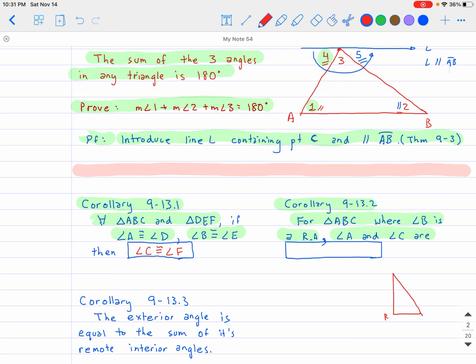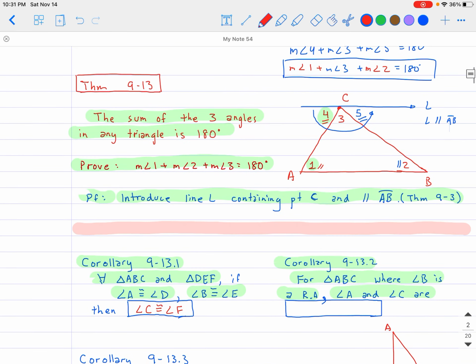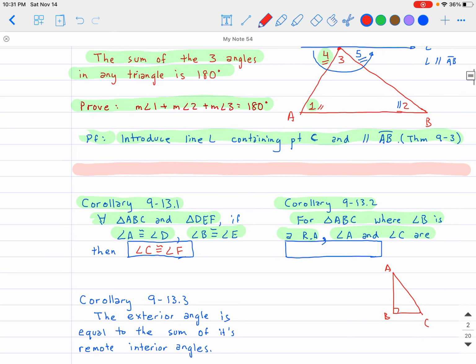Here's your triangle ABC. B is known as the right angle. We have angle A over here and angle C right here. According to our theorem that we just proved, these two angles are going to be complementary to each other, meaning that the sum is equal to 90 degrees. So that is going to be the conclusion over here. They are going to be complementary to each other then.